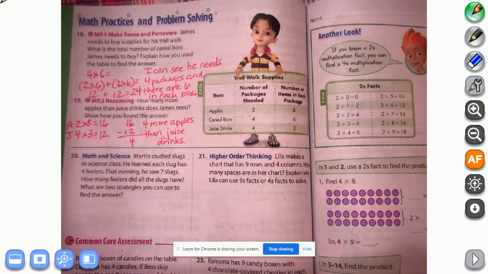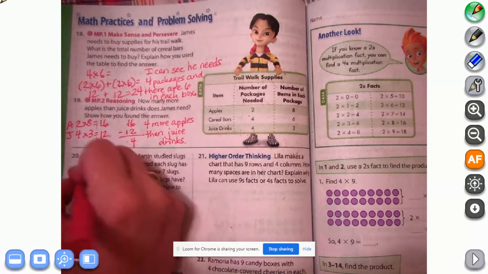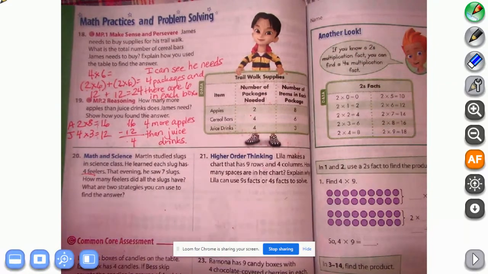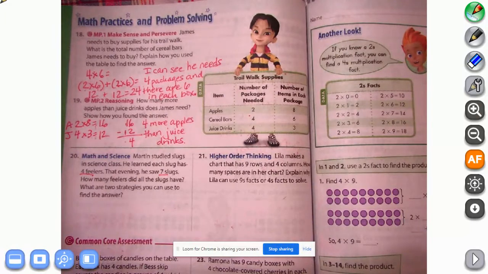Okay. If you're still writing, go ahead and push pause. All right, number 20 says, math and science. Martin studied slugs in science class. He learned each slug has 4 feelers. That evening, he saw 7 slugs. How many feelers did all the slugs have? What are 2 strategies you can use to find the answer?